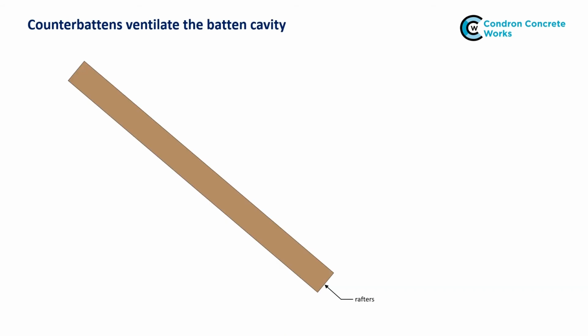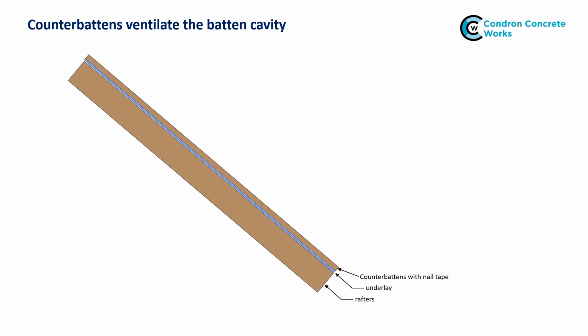This is the same roof shown in section. The underlay is laid directly over the rafters. Then the nail tape and counterbattens are fixed over the underlay. The tile battens and tiles are then fixed over the counterbattens.